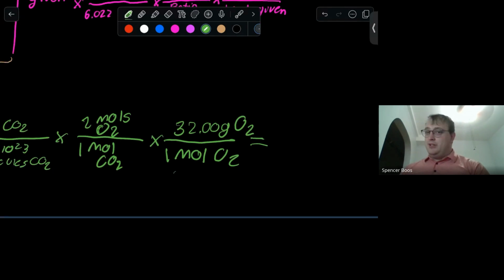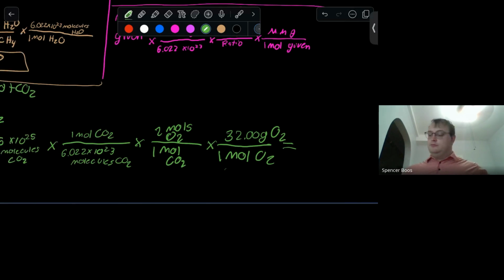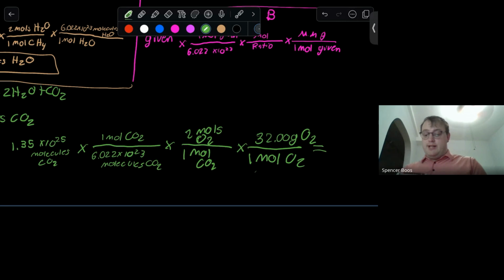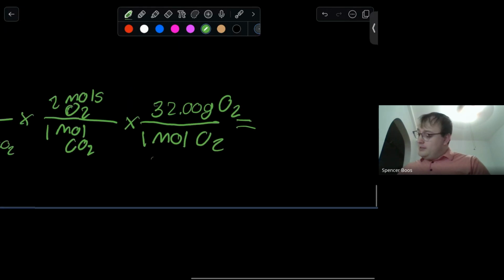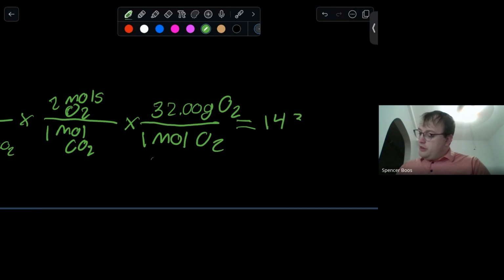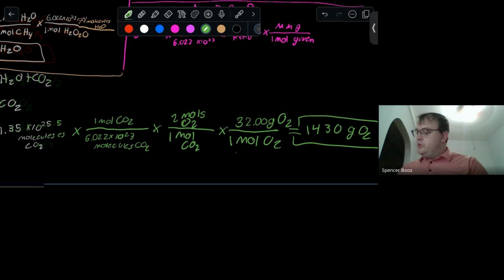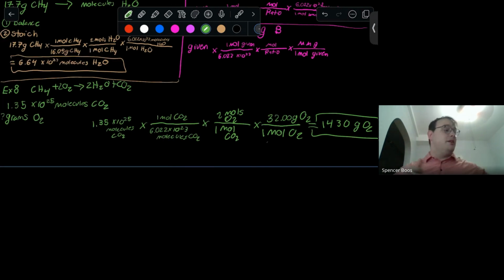Now, we just put it in our calculator. I get 1.35 times 10 to the 25 times 2 times 32.00 divided by 6.022 times 10 to the 23rd. It's going to be a big, big number. What's this, 3 sig figs? I get 1,430 grams of O2. So here we needed 3 sig figs because our starting number had 3 sig figs.